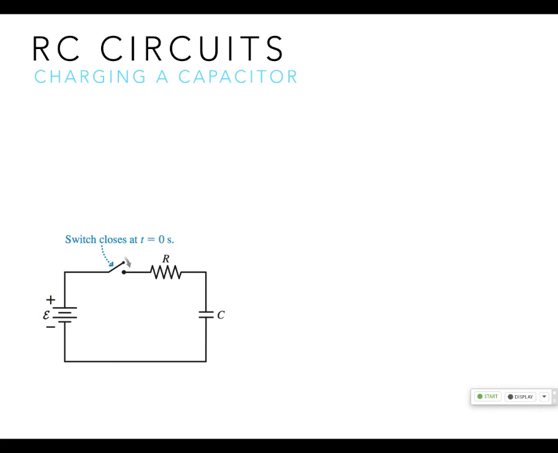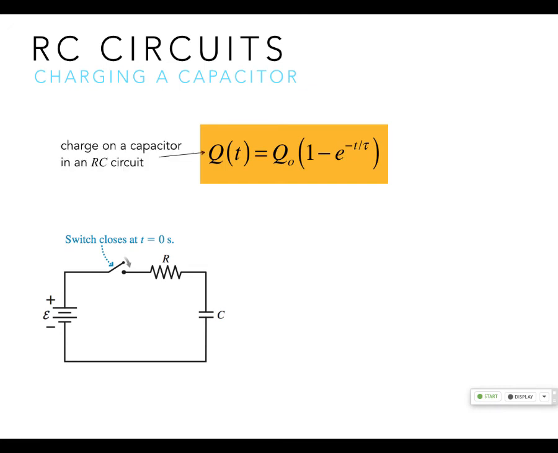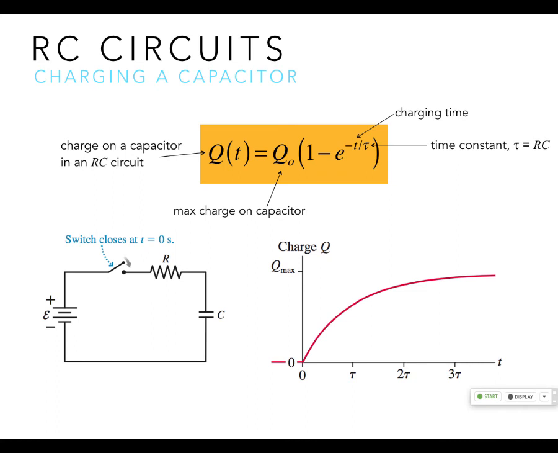All right. So what does this look like? Well, the current equation looks exactly the same. Your current still looks like initial current times e to the negative t over RC. But your charge looks a little bit different, because you want to start with a charge of 0. So if t is 0, what's e to the 0? 1. Then you have 1 minus 1, that's 0. And then this looks like this, right? So you end up at this Q max.